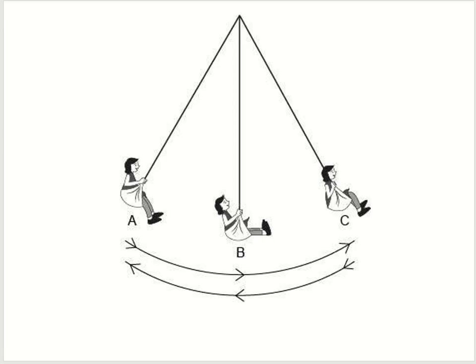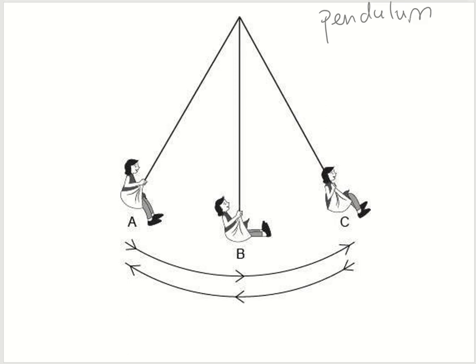Final example will be a girl on a seesaw. This same explanation you can also use for a pendulum, because a pendulum is the same setup, except that instead of a human, you have a metal bob. Okay, so again, when you are on a seesaw, there will be two endpoints. So in this case, the endpoints are A and C.